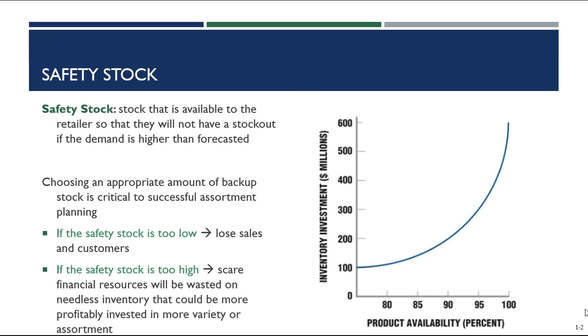So retailers have to choose an appropriate amount of safety stock, or what we refer to as backup stock, because they need to make sure that they aren't losing sales. But choosing the appropriate amount of safety stock is really difficult. If your safety stock is too low, you're going to lose sales and customers because you can't meet demand. But if your safety stock is too high, you're using scarce financial resources on inventory that could be more profitably invested into other products, so a higher variety of products or more assortment of products. So setting that number is a really critical piece in the merchandise planning process.